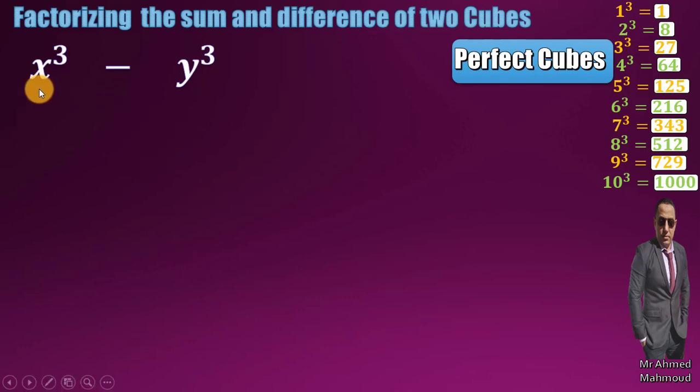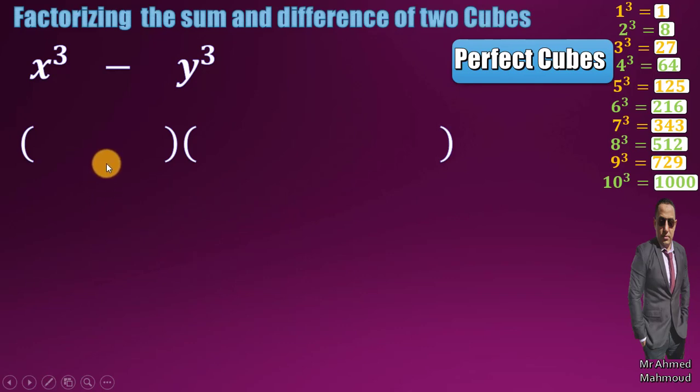This expression is a binomial, formed from two cubes. X power 3 is a cube, y power 3 is a cube also, and between them there is minus. Of course we can use plus, because the title is sum and difference, so we can see here plus or minus. It's okay in both cases. First we are going to open two brackets, one small and the other big, like this.